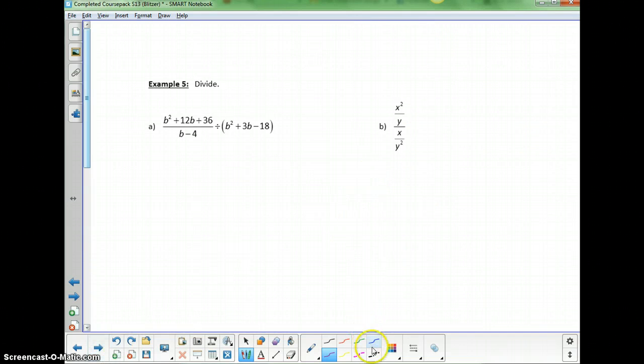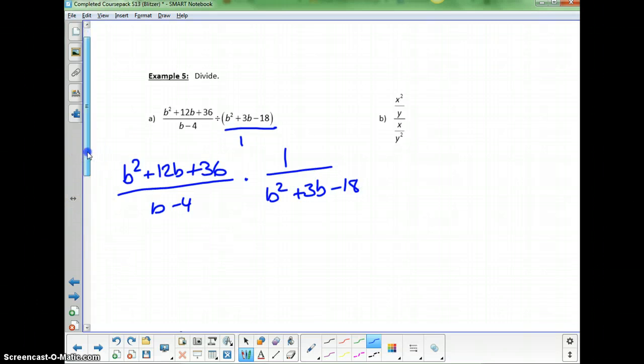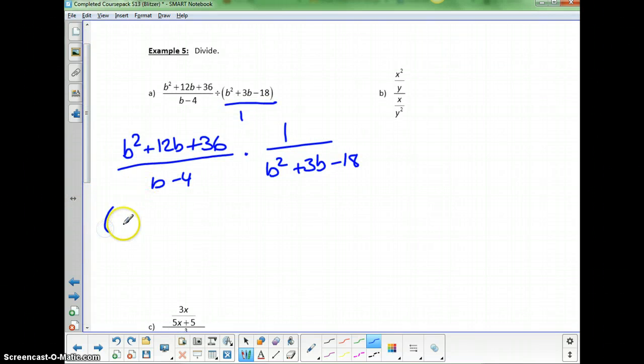Alright, a couple more problems for division. The first one, I'm going to write that as over 1 so I can see how to flip it. So we've got b squared plus 12b plus 36 over b minus 4 times 1 over b squared plus 3b minus 18. And then we'll start factoring. The first part's going to factor into 2 parentheses with b in front, and 36, so if I do 6 and 6, I'm going to add up to 12.